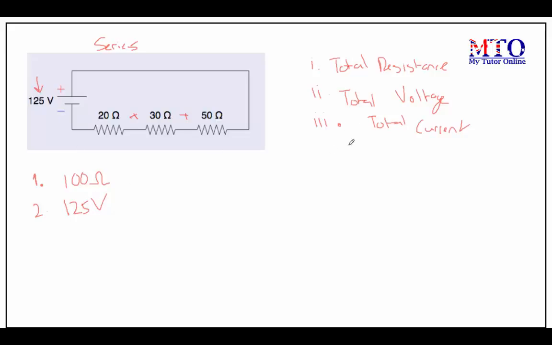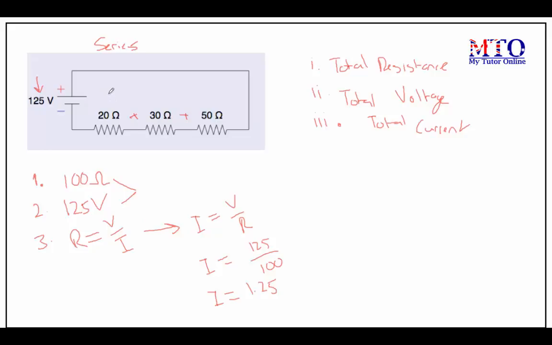Now the total current is easy to work out using our formula again. R is equal to V over I. So we would rearrange the formula, of course, giving us I is equal to V over R. And we would substitute the values here that we have, which would give us I is equal to 125 over 100, giving us a total current of 1.25.